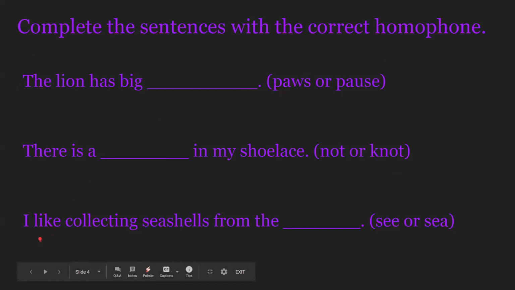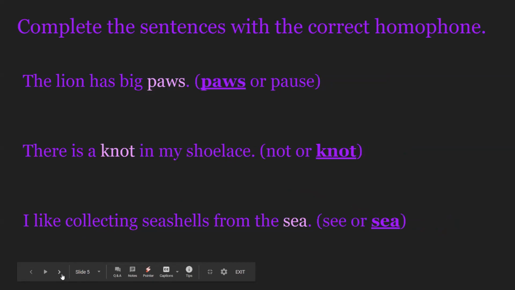And for the next one, I like collecting seashells from the blank. See or sea. Again, similar spelling, but this one has an A and this one has an E. See would be using your eyes to be able to see and visualize. And then the sea is a body of water. So which one makes sense with collecting seashells? It would be this sea, because this is a body of water, and seashells can be found by the sea. And again, here are the answers. So paws, knot, and sea.